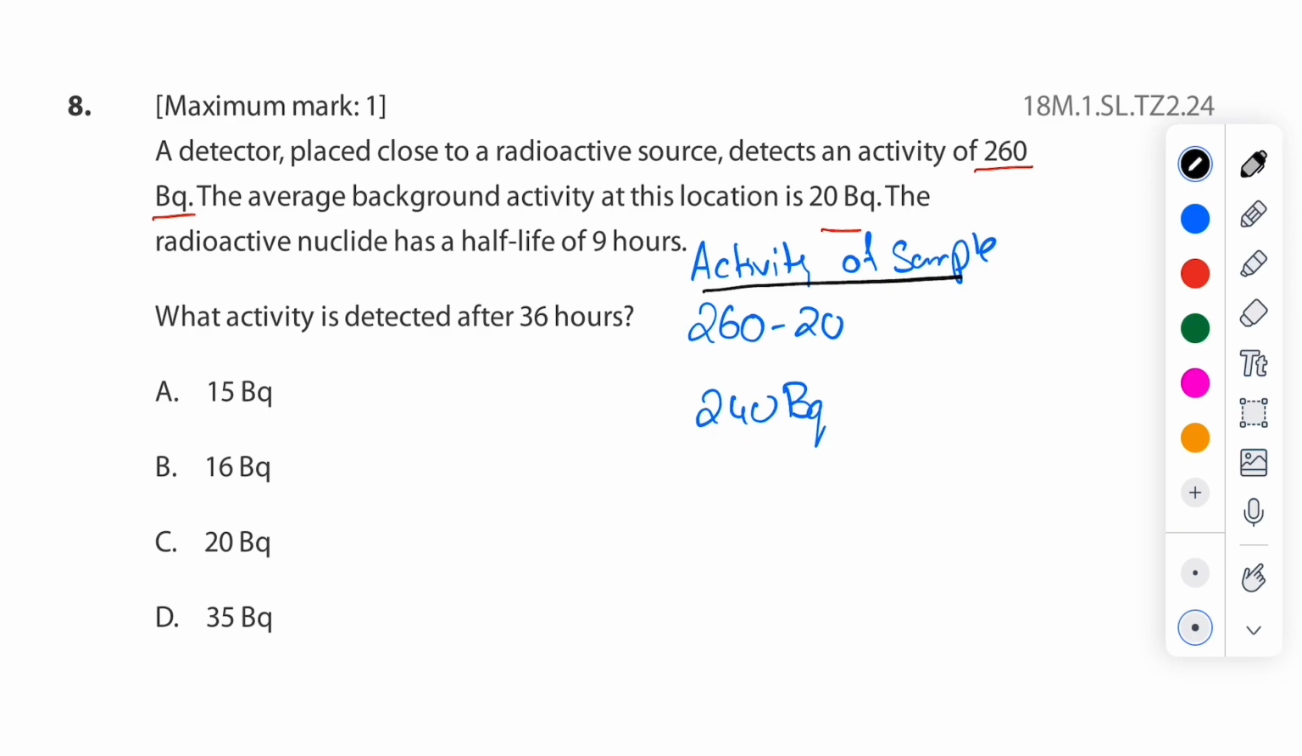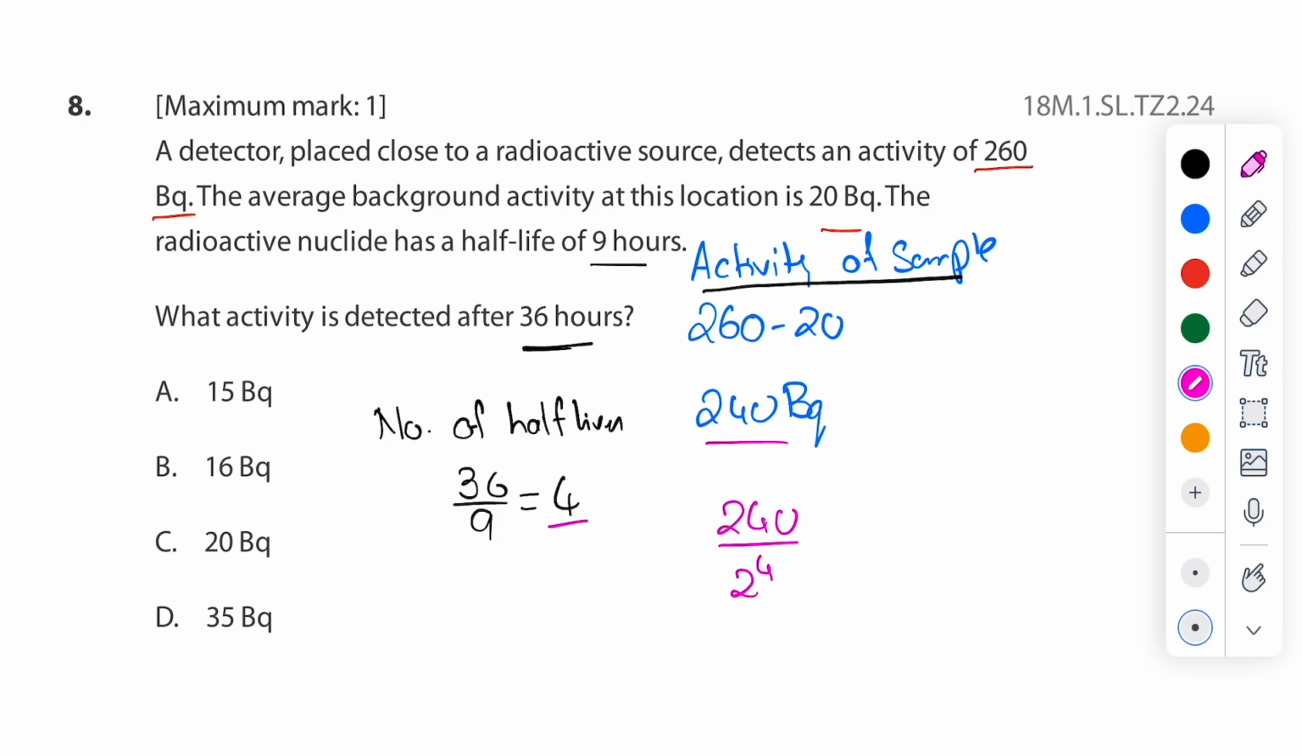Now, the radioactive element has a half-life of 9 hours. And how many hours is there? 36 hours. So therefore, number of half-lives will be 36 divided by 9, which is 4 half-lives that have passed. So now it is 240 becquerel and 4 half-lives have passed. So therefore, 240 divided by 2 to the power 4. So it is going to be 15 becquerel. But again, don't worry, that's not the answer.